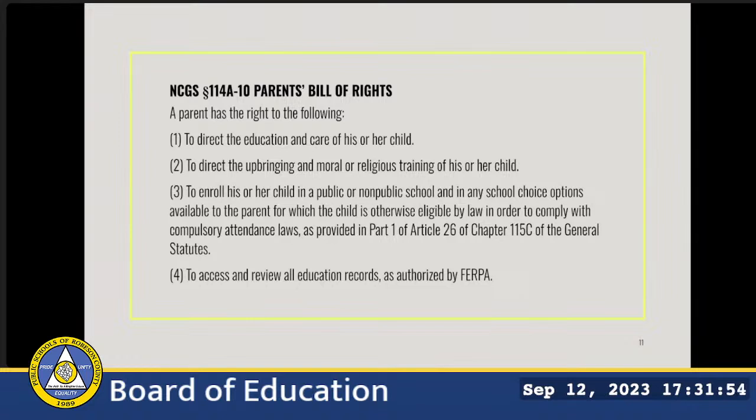Does that mean that they can go to any school in order to comply with compulsory attendance laws, public or not? Or does it mean that they have the right to go to any school for which the child is otherwise eligible by law? So they're otherwise eligible by law to attend the public schools of Robeson County. Do they have a choice as to which school they will attend? Or does otherwise eligible by law include the law that gives the Board of Education the right to select the attendance boundaries and assign students to particular schools?